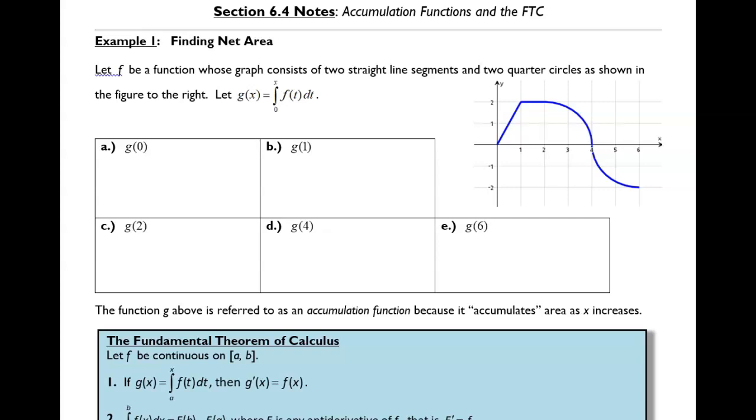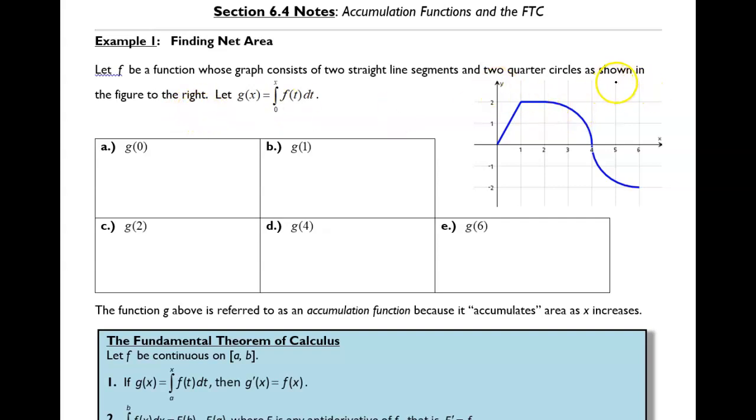In section 6.4, we'll be discussing accumulation functions and the fundamental theorem of calculus. So the first thing we're going to discuss is finding net area. Whenever you see net, that really just means a change in something. So a change in area is what we're talking about here.